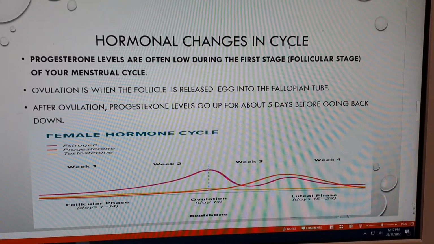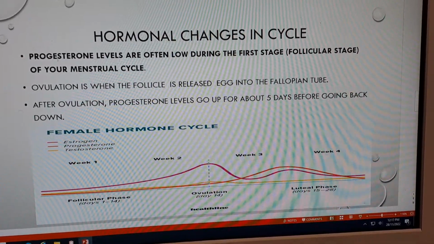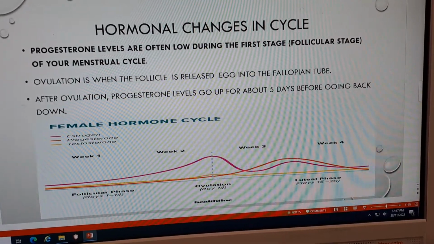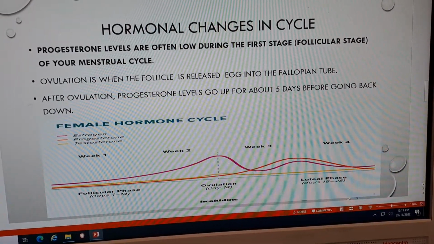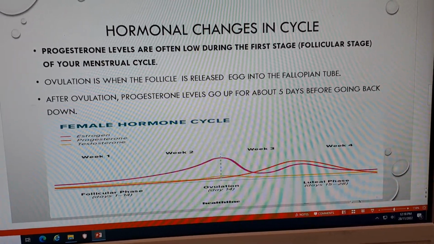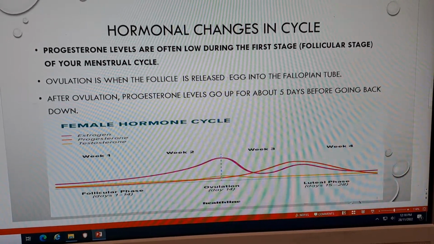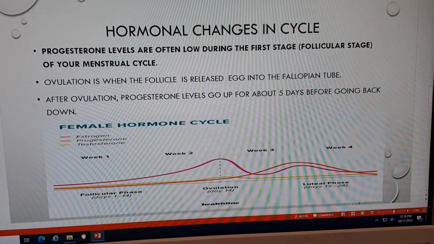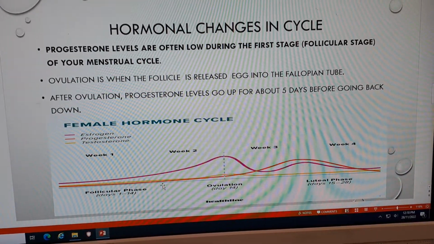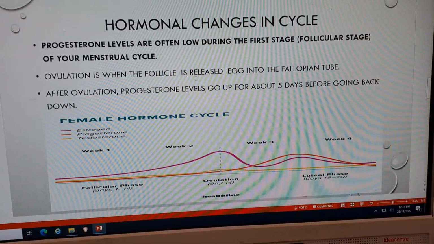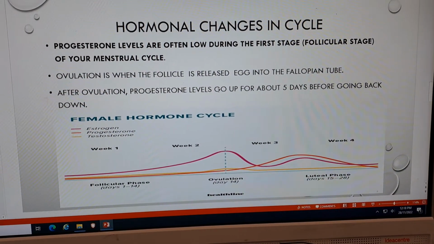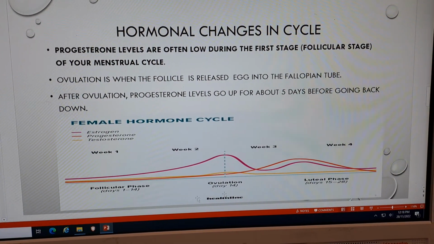Now, as previously discussed, the progesterone level is also important. Progesterone levels are often low during the first stage, the follicular stage. At ovulation, when the follicle is formed, the egg is released into the fallopian tube. It is important to know whether the lady is going to be pregnant or not, so progesterone levels are very important. If the progesterone is high in the cycle, it is heading towards pregnancy.